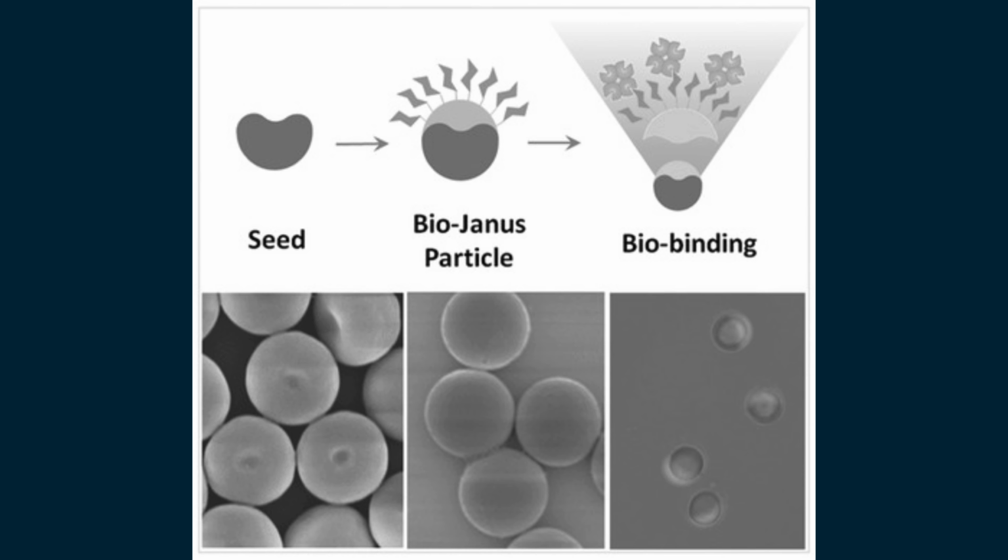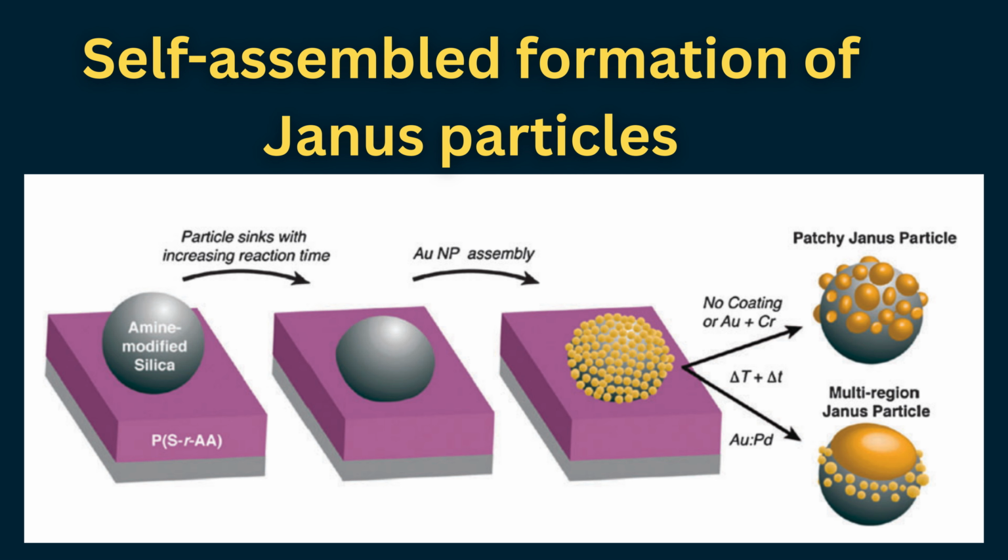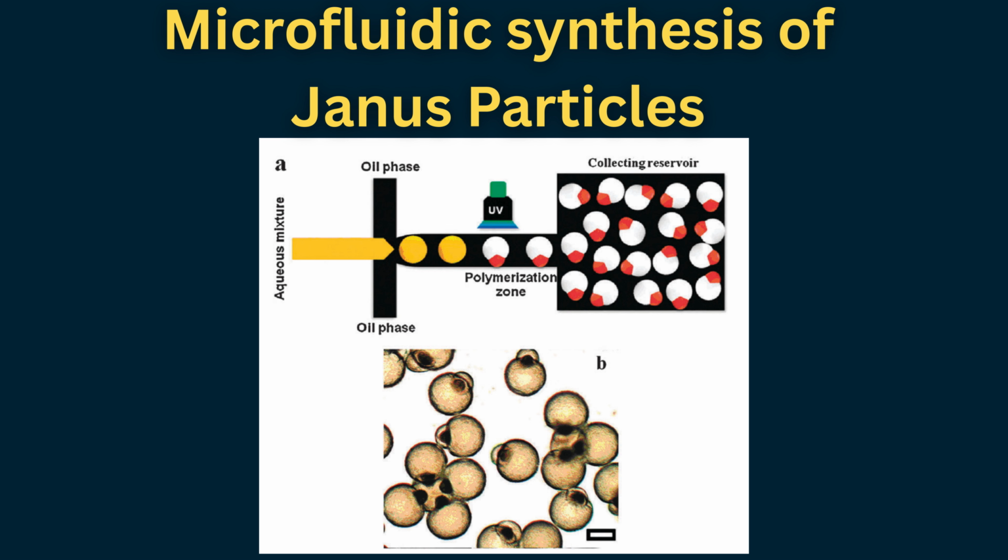Alternative synthetic methods. Other synthesis strategies include masking techniques, where part of a particle's surface is selectively protected during functionalization. Self-assembly methods, in which phase separation during polymerization produces anisotropic domains. Microfluidic synthesis, enabling precise control over droplet composition and particle morphology. Phase separation polymerization, commonly used for polymer JPs. Each approach provides different levels of control over morphology, chemical composition, and scalability.